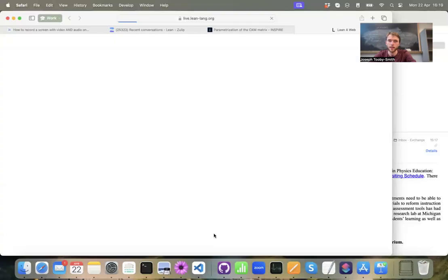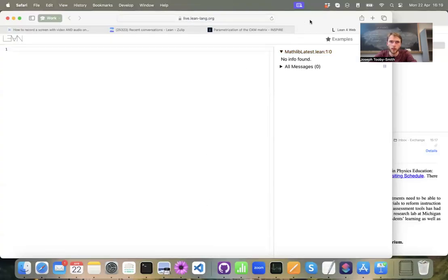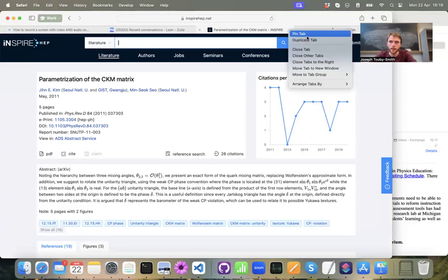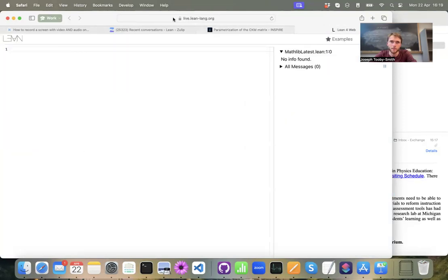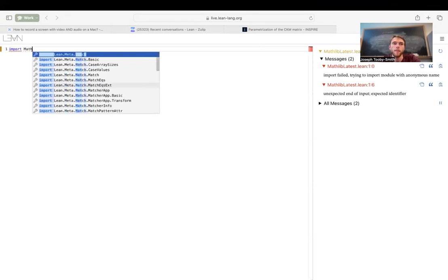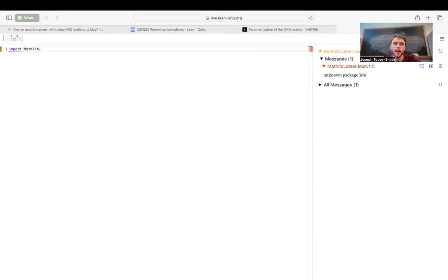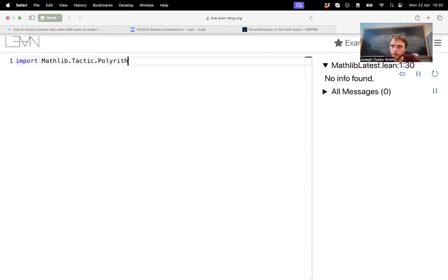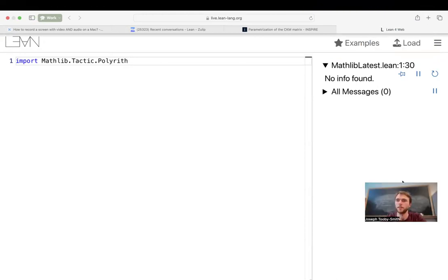So let us go to Lean. Let me just close these tabs. Okay, let's ignore that. Pretend I didn't do that. I was looking at the CKM matrix. So we want to prove a theorem in Lean. The first thing we're going to do is import Mathlib.Tactic.Polyrith. So let me zoom in a bit, and hopefully I am not covering the screen.